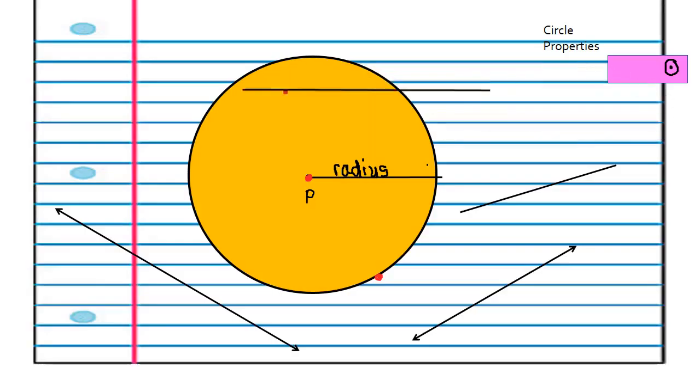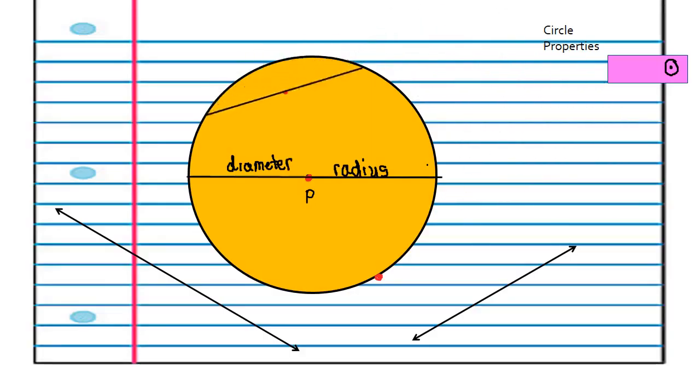The next one is when a radius connects all the way from outside to outside of the circle, and that's called the diameter. Two radii make a diameter. A diameter is a line that goes across the circle and through the center. A chord is a line that does not go through the center of the circle.